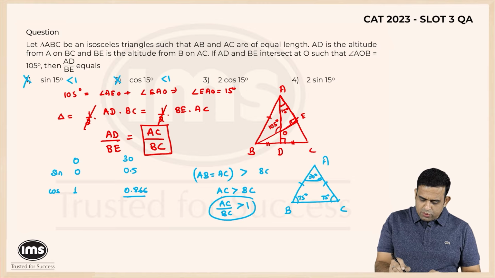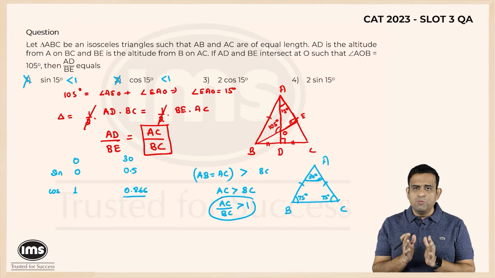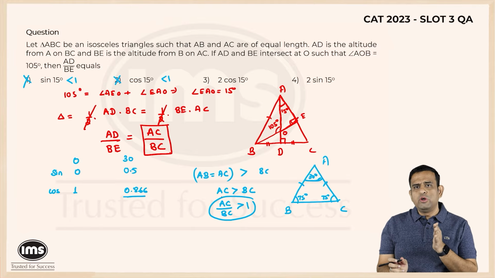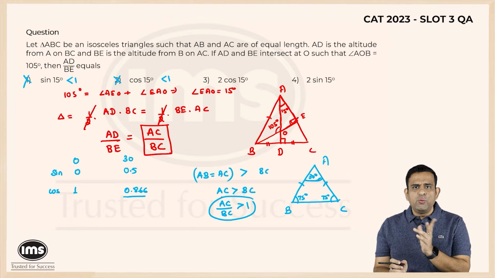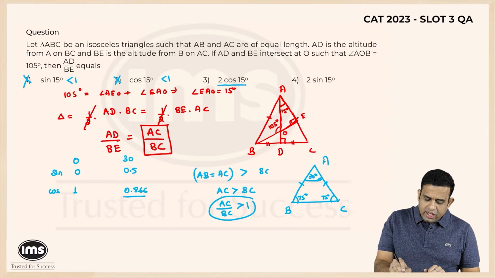Then if I look at option number 3, 2 into cos 15. As I told you, the value of cos 15 would be between 1 and 0.866. So 2 times that number would be, one can say, between 2 and root 3, which is between 1.732 and 2. And that is definitely more than 1. So right now option number 3 should be the answer.